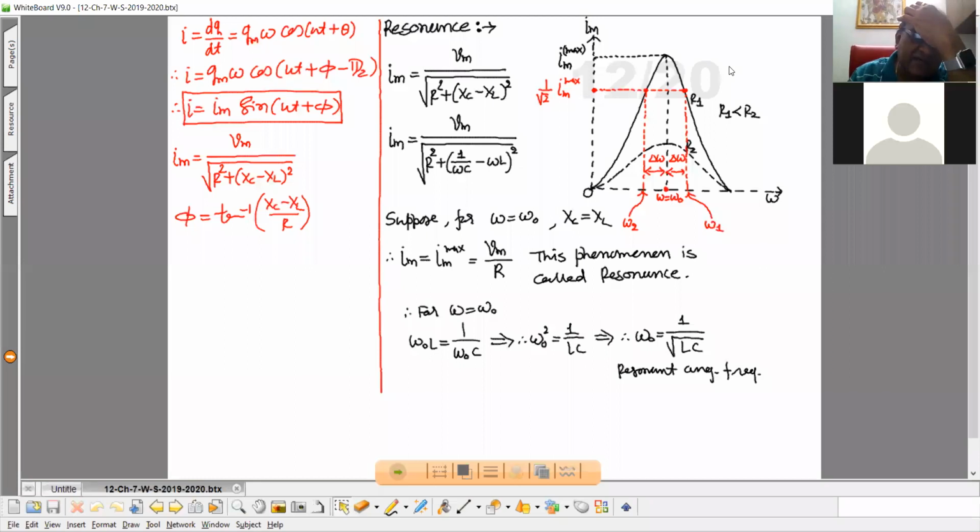In standard 11th, in chapter number 14 of oscillations, when we discussed forced oscillations, at that time we discussed this phenomenon of resonance. When the external driving frequency and the natural frequency of the oscillator become equal, at that time the oscillator oscillates with maximum amplitude.